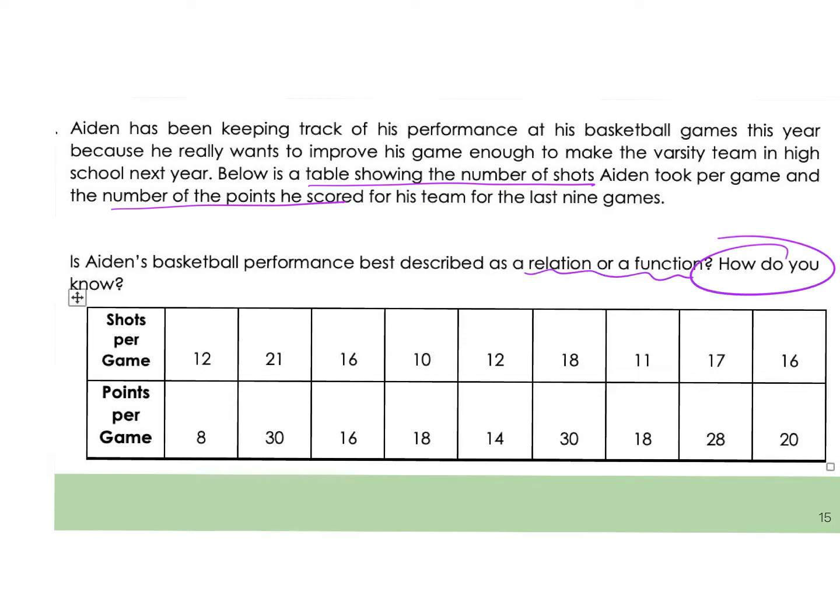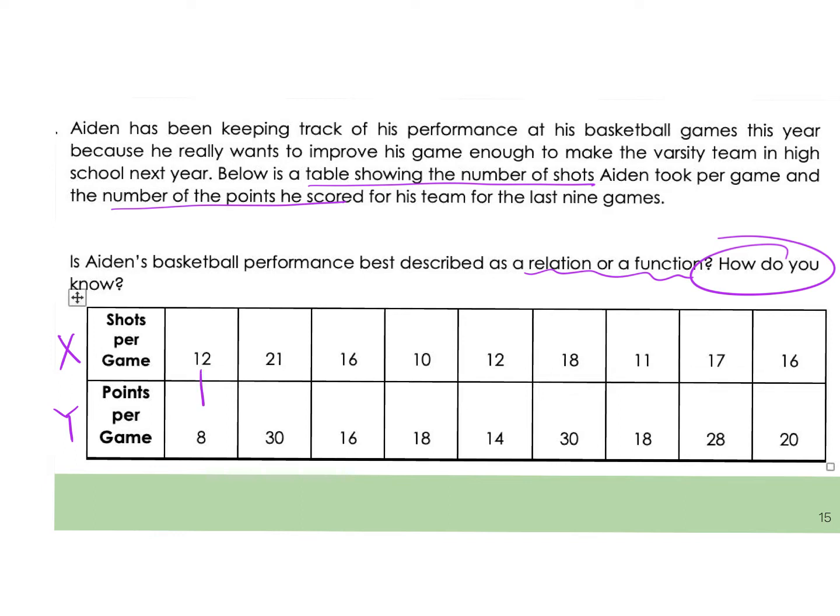How do you know? Okay, so this one is another horizontal table instead of vertical. These are always a little weird for me, but that's okay. He is in control of how many shots he takes, so that is our X or our input. Points depend on how many shots he takes. So let's start mapping this.